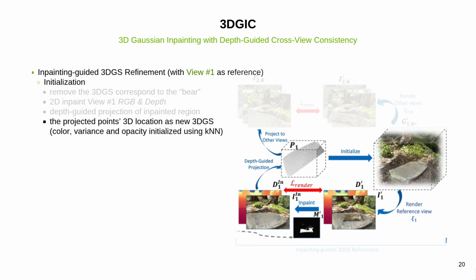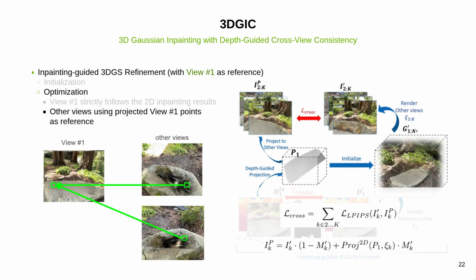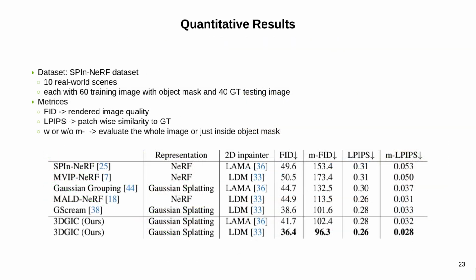Since it is likely that the stone surface does not have many Gaussians after removing the bear, the projected 3D point positions of P1 are used to initialize some new Gaussians on the surface of the stone. As for the optimization, for view number 1, the rendered image and depth map from the refined 3DGS model should strictly follow the 2D inpainted results we obtained earlier, so pixel-wise losses are applied. For other views, we project P1 to each view and only calculate LPIPS loss, since the projected points are just a kind of reference. And of course, for the regions outside the inpainting masks, L1 loss is still applied to make sure the background is not modified.